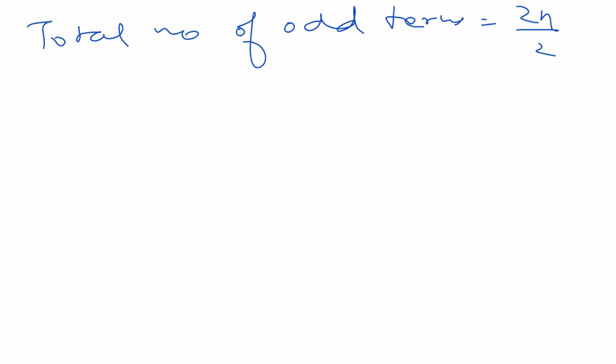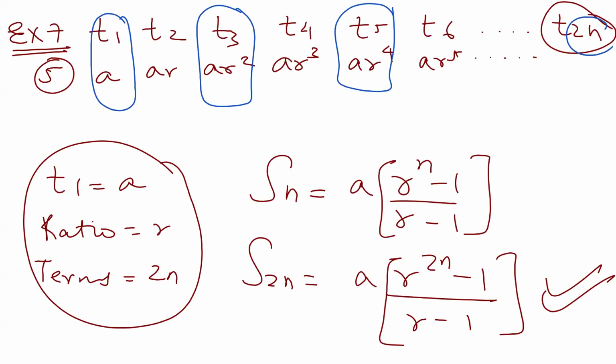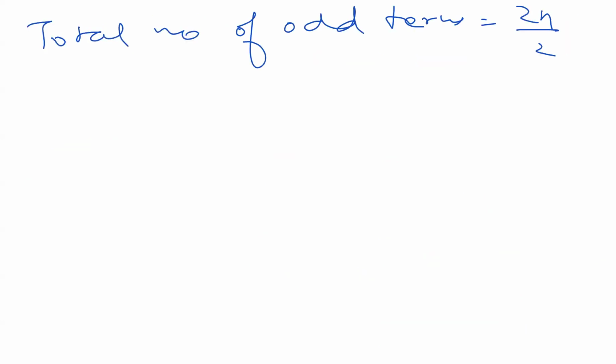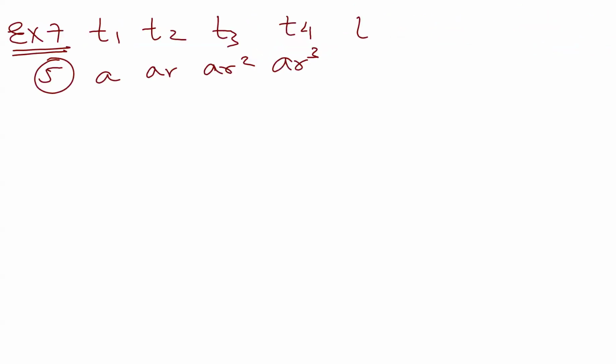So first I will just write down the total number of odd terms: 2n by 2. See, the total number of terms are 2n, so the total number of odd terms will be 2n by 2, which is equal to n terms. Okay, so total number of odd terms are only n, they are not 2n. The total number of terms will get divided by 2. Guys, have you understood this particular thing? I'm going very slow so that you can understand.